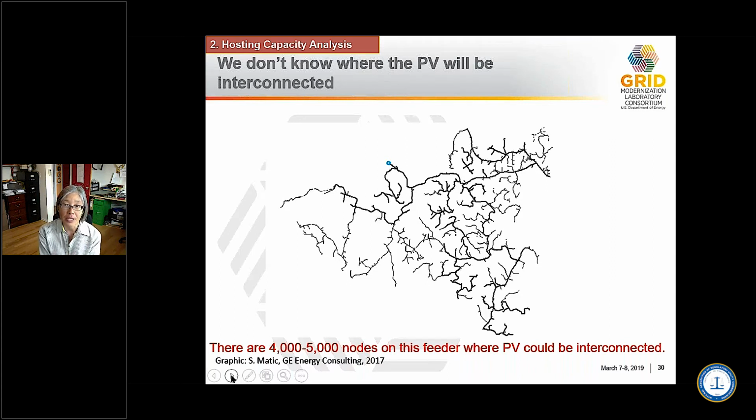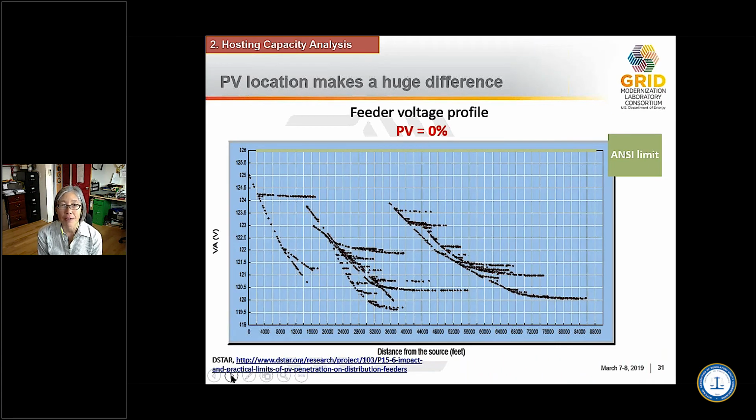And on this particular feeder, it's very organic looking. It's not like the beautiful feeder that Barry showed you yesterday. But there's 4,000 to 5,000 nodes in this feeder where PV could be interconnected. If you go to the next slide, Carrie. This is showing the voltage profile of that same feeder that I just showed. The left-hand side is showing the substation, and then as you get away from the substation, that's going off to the right. And you can see voltage is going down, right? There's resistance in the lines, and people are using the energy. Voltage is dropping as we go through that feeder.